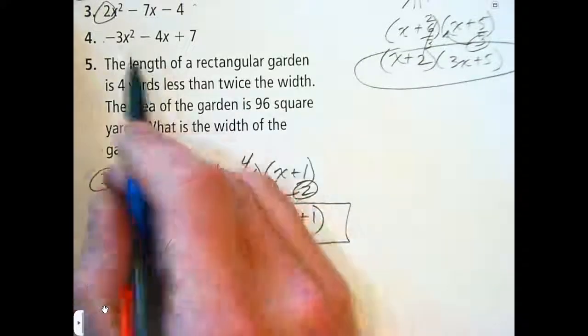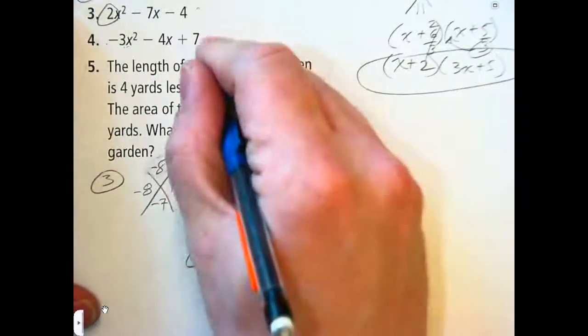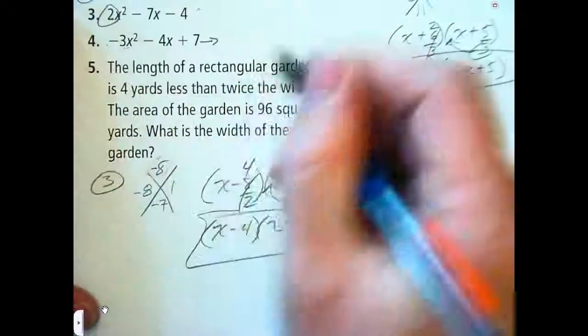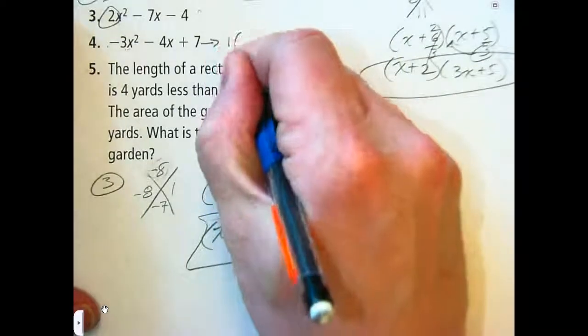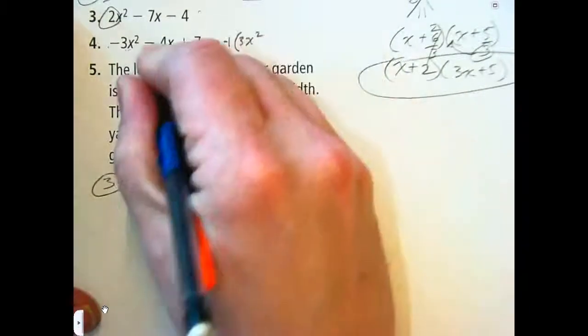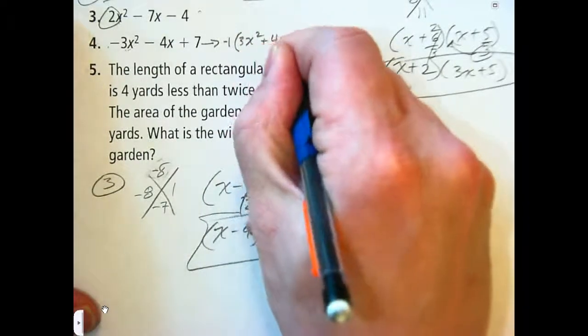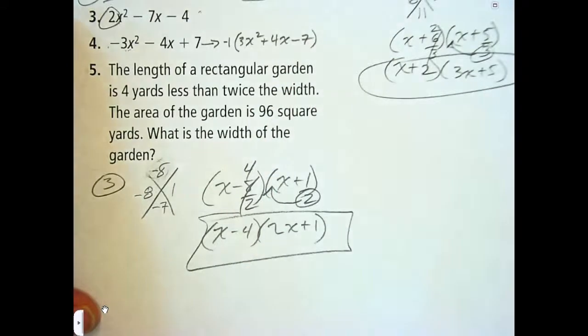Number 4, you always want your a term to be positive. So it makes it a lot easier to factor. The first thing I do on number 4 is factor out negative 1. It makes it a lot easier. So we pull out that negative 1. Then you have positive 3x squared, positive 4x, and negative 7. So it just flips all those signs.